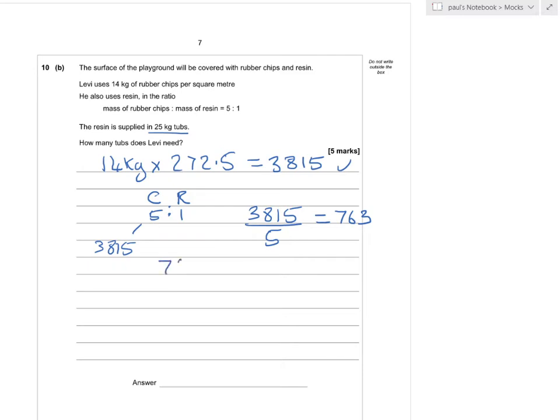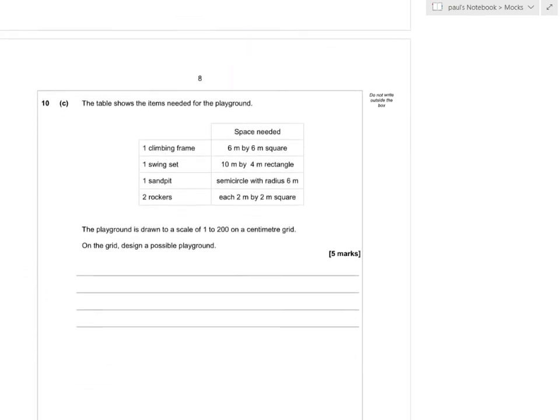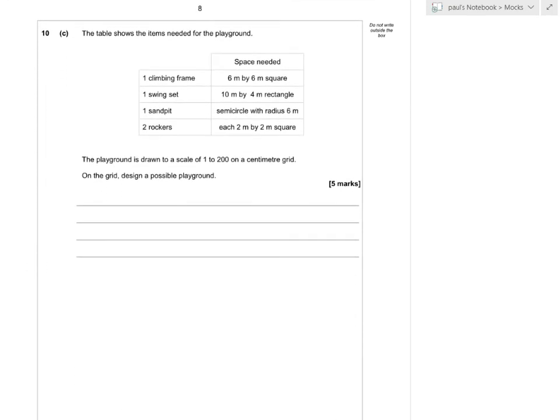Now I take the 763 and divide that by 25, and this should tell me the tubs. 763 divided by 25 is 30.52. So therefore we have to round that up to 31 tubs of resin. Got caught out with that one a minute. Never mind. Live and learn.